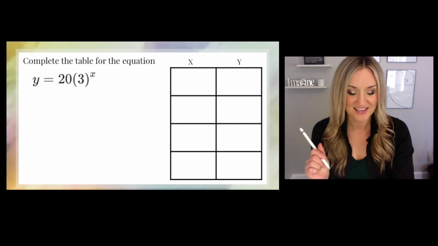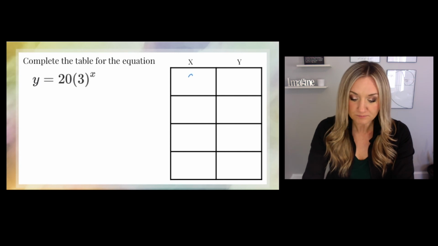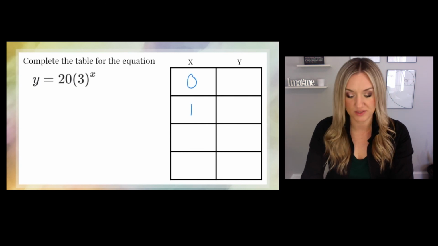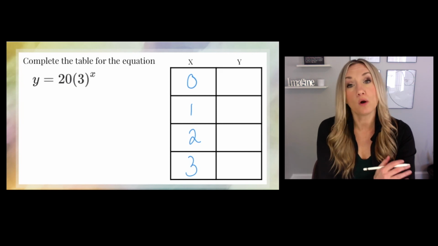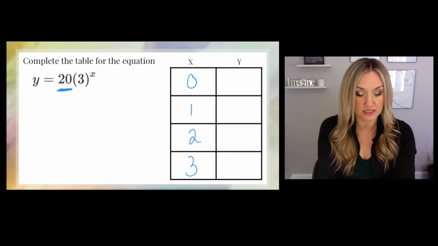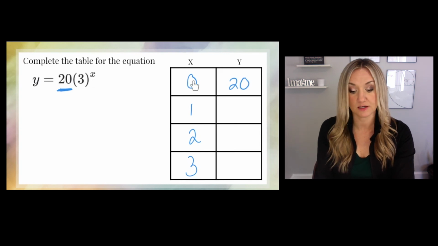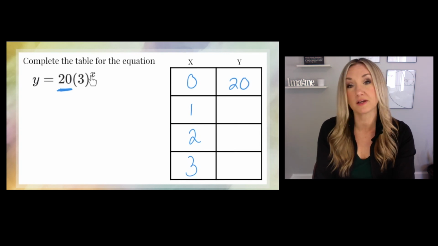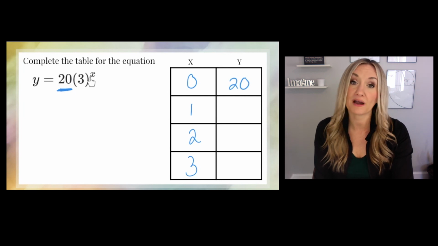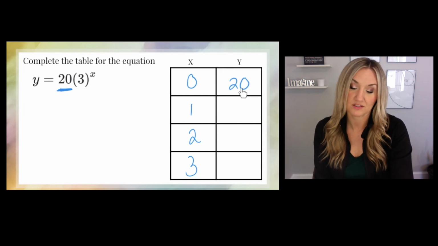Yes, we can. So what I'd like you to do for our x values, let's start off with 0, 1, 2, and 3. And we know our initial value is 20. If you were to plug in 0 for x, 3 to the 0 power is 1, and 1 times 20 is 20.